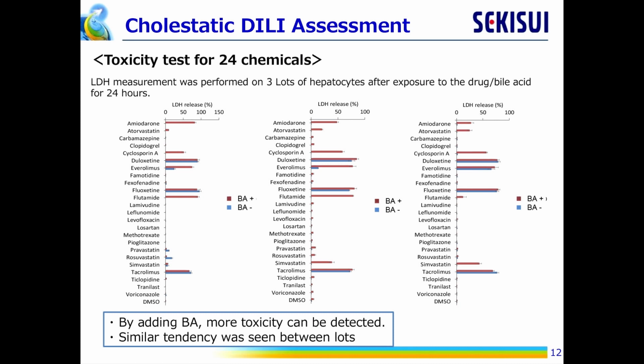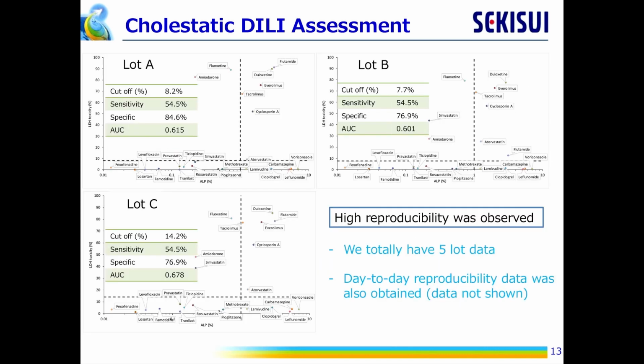Also, this data shows very similar toxicity profiles among the 3 lots we tested, meaning lot-to-lot variation is relatively low. Using the bile acid plus data from the previous slide, we conducted ROC analysis and got each cutoff value. We got cutoff values around 10% among these 3 lots we tested.